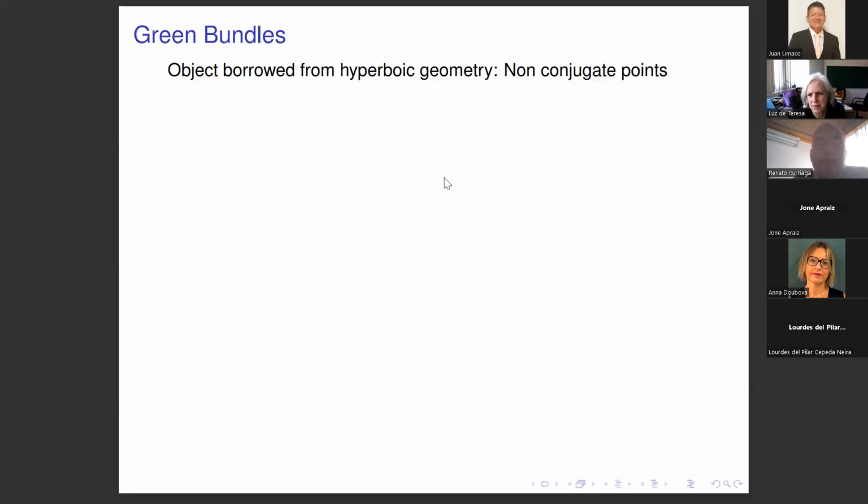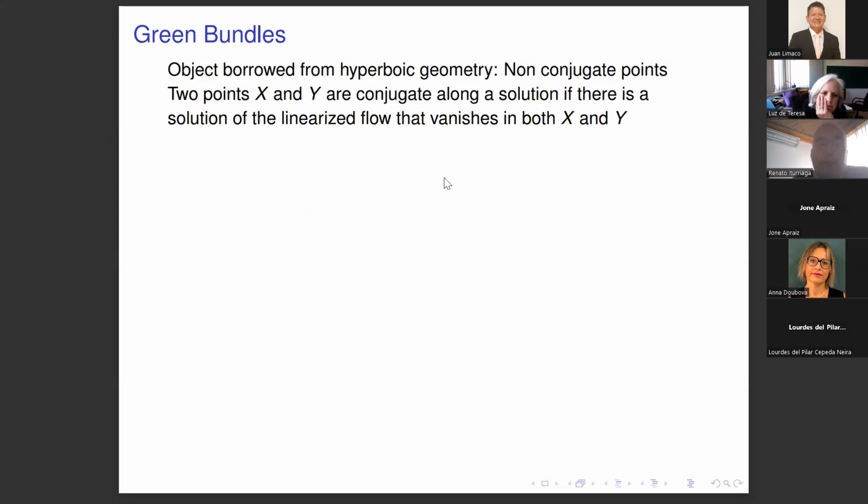Okay, so let me talk about Green bundles. This is an object borrowed from hyperbolic geometry and non-conjugate points. Two points x and y are conjugate if you can find a solution of the Jacobi equation. Here I am using the Jacobi equation as a synonym of the linearized equation. So, two solutions of the linearized equation that start at 0 and end at 0.